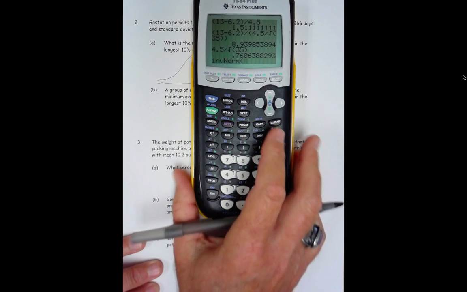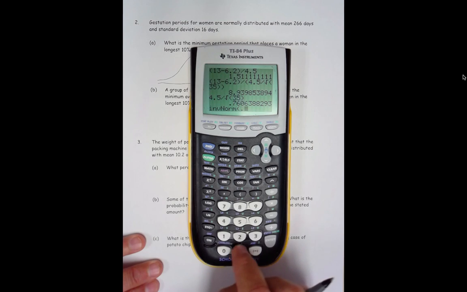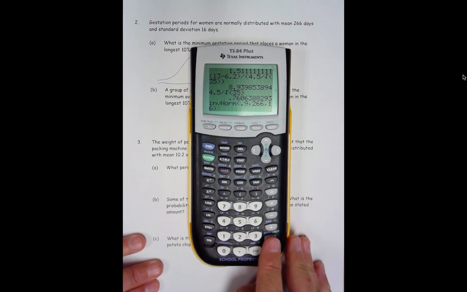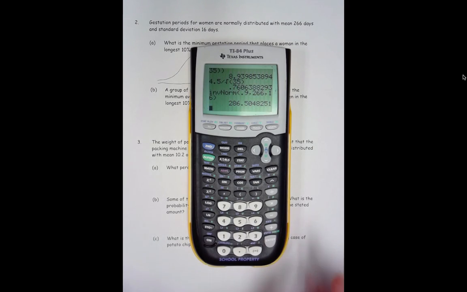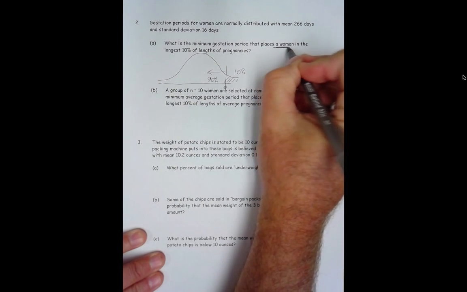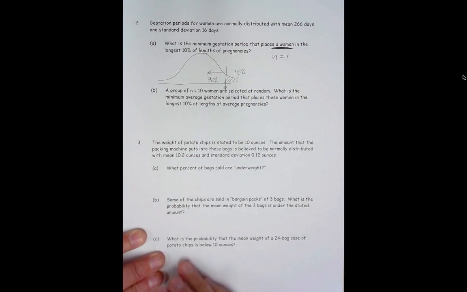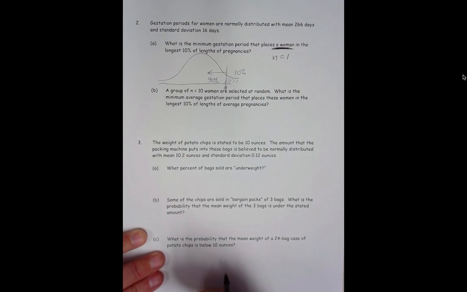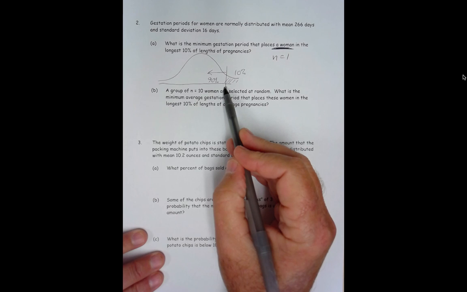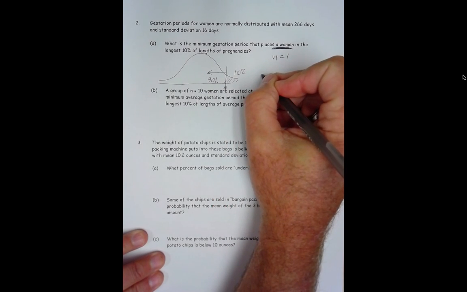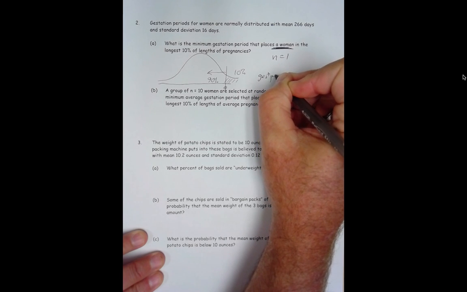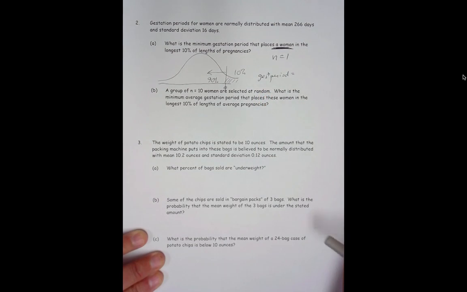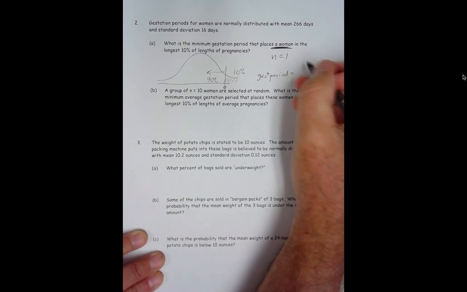And remember, inverse norm works with what? Percent below. Then the mean, standard deviation. So the one gestation period that would place a woman in the longest 10%, n equals 1, so we don't get into any of that fancy stuff with the central limit theorem. One woman. Do stuff like we did the last 2 or 3 weeks. So the gestation period would be 286.5 days.